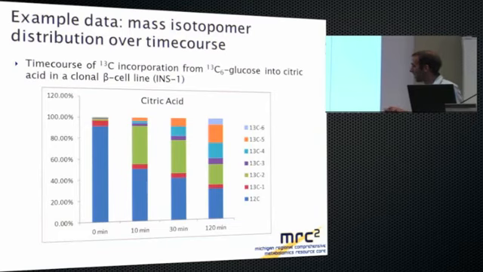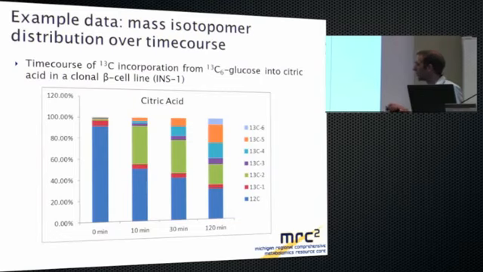As more time passes, we see evidence of increasing turns of the TCA cycle, formation of multiple different forms of labeled citrate, and we see increasing abundance of these higher labeled forms, decreasing abundance as time passes of the unlabeled citrate and of your 13C2 citrate.